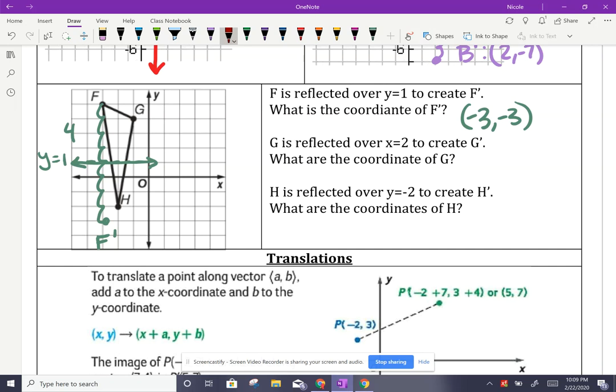We'll do the same or something similar for G. It says G is reflecting over x equals 2. So x equals 2 is this line right here. And G is 1, 2, 3 steps away. So 1, 2, 3 steps to the other side is G prime, which is at 1, 2, 3, 4, 5.